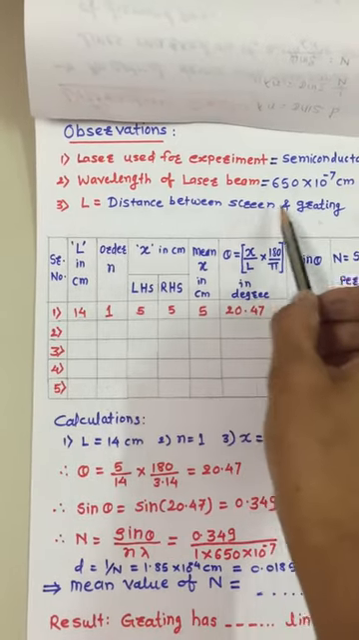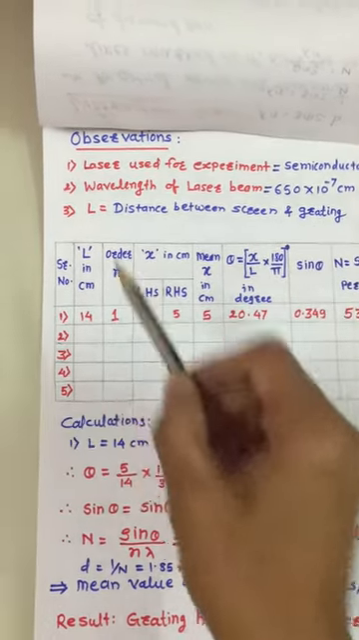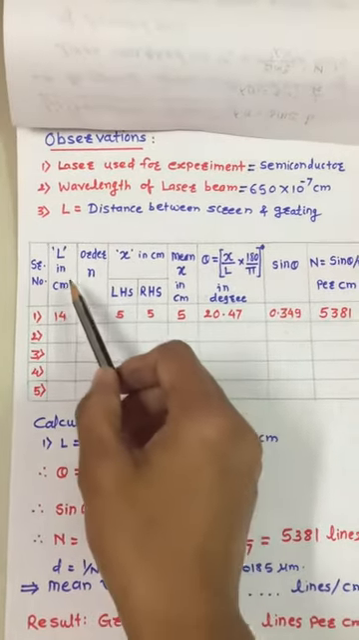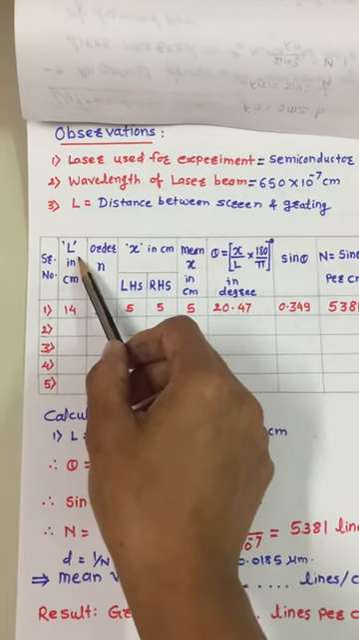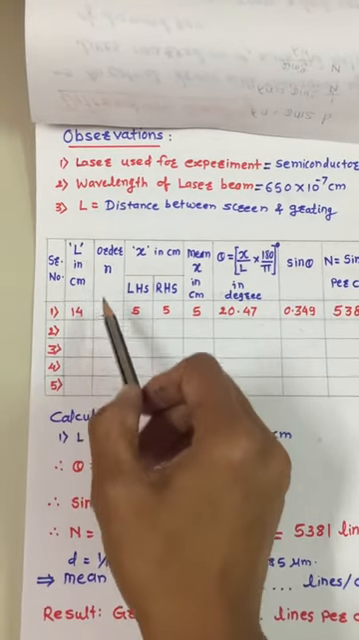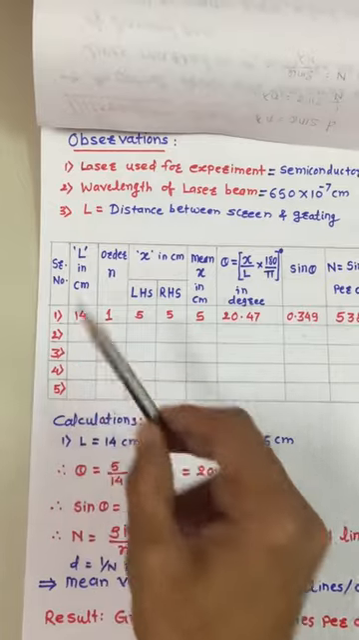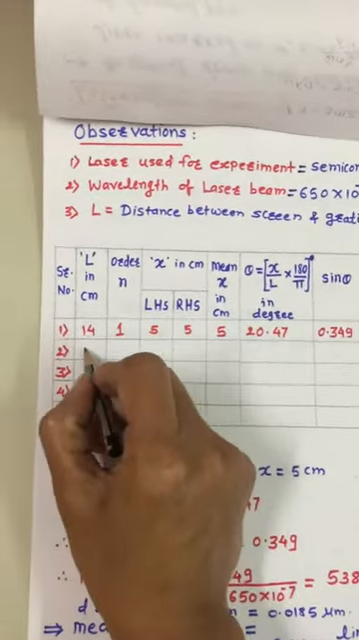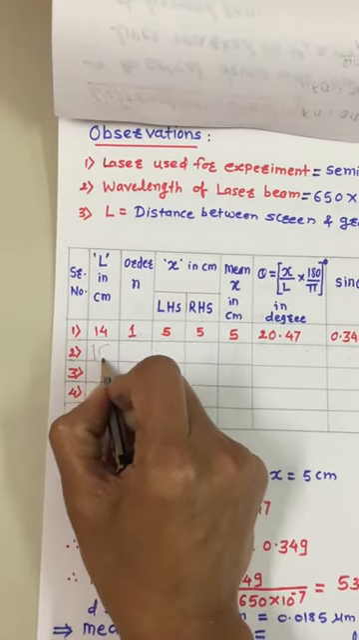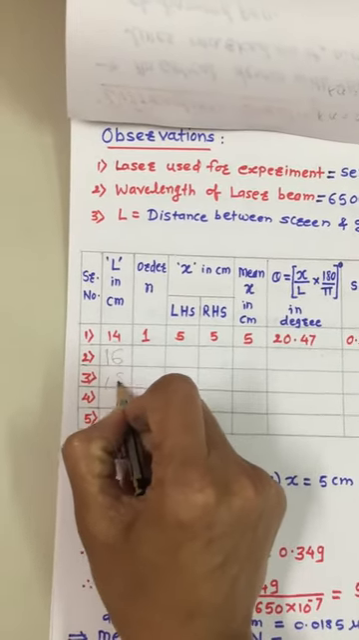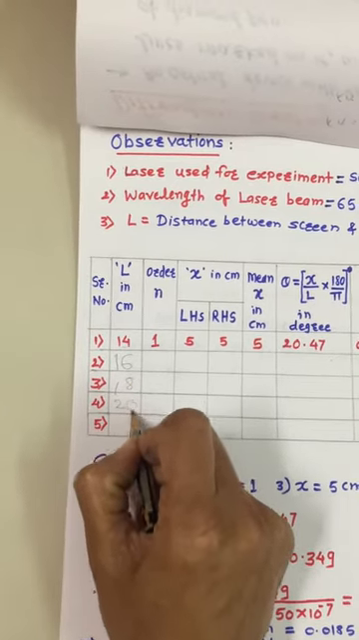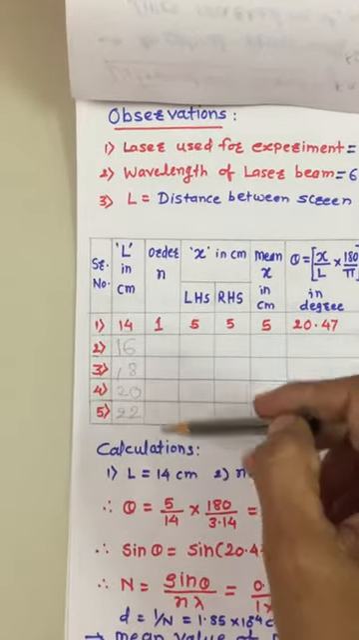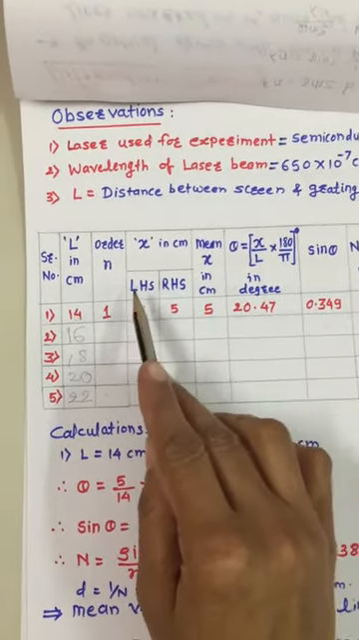L is the distance between the screen and grating, the symbol we just studied in the setup. In the observation table we have to note down certain values, that is capital L, the distance between screen and grating, which we have to keep at some constant value. Here I have given one example value of 14. Then you can go on increasing by taking values like 16, 18, then 20 or 22. These are the varying terms. These values you can vary, and then what you have to measure.